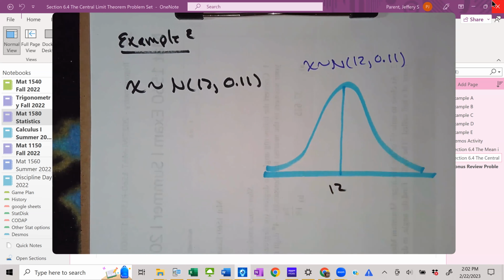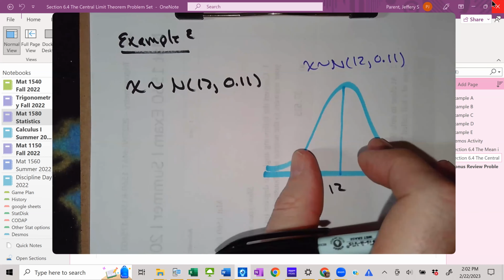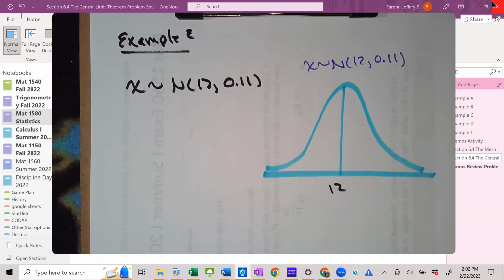Just something to keep aware of when you're looking at these things, so that if you get an answer that doesn't make sense, maybe you'll look back at it and figure, oh, I've got to subtract from 1 or do something like that. All right, let's go back to our problem.